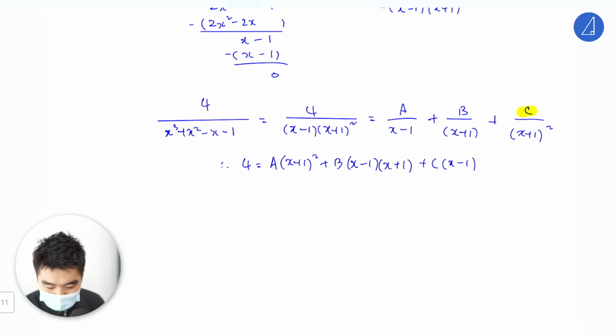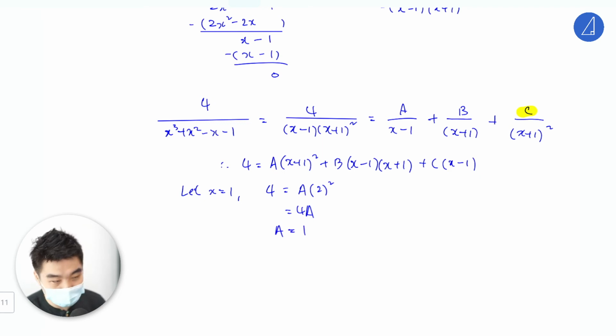Okay, so come to this point, we use cover-up rule. So we let x be equal to 1, let's say. So that anything that has x minus 1 will then be 0. On the left-hand side, we have 4. And on the right-hand side, B and C are going to be 0 because they have x minus 1. 1 minus 1 gets us 0. So we're only left with the A term. And this is 1 plus 1, so 2 squared. So this is like 4a, and hence a is equal to 1.